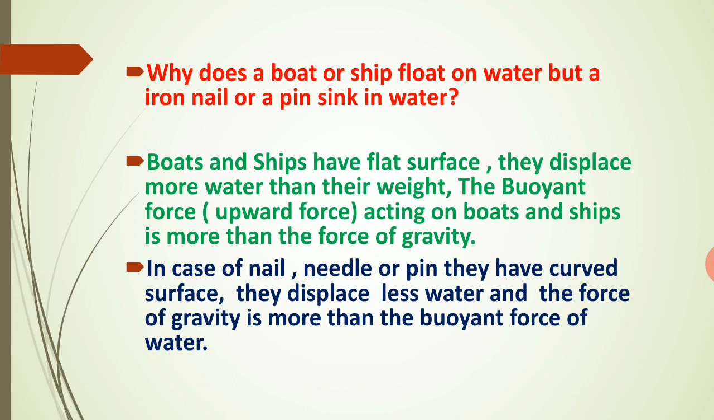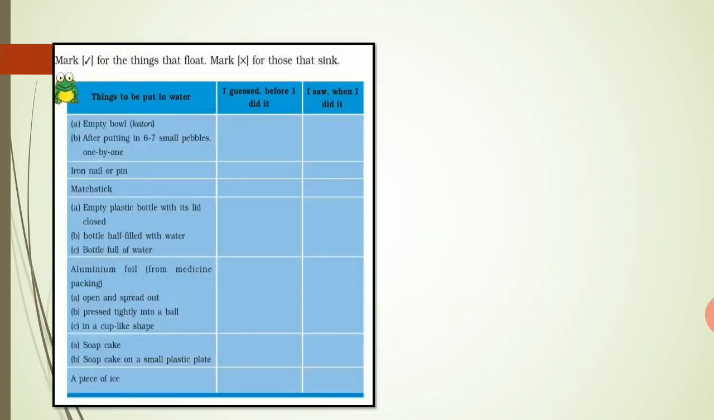In case of a nail, needle or pin, they have a curved surface, they displace less water, and the force of gravity is more than the buoyant force of water. As you have learnt about density, force of gravity, buoyant force, displacement of water and shape.